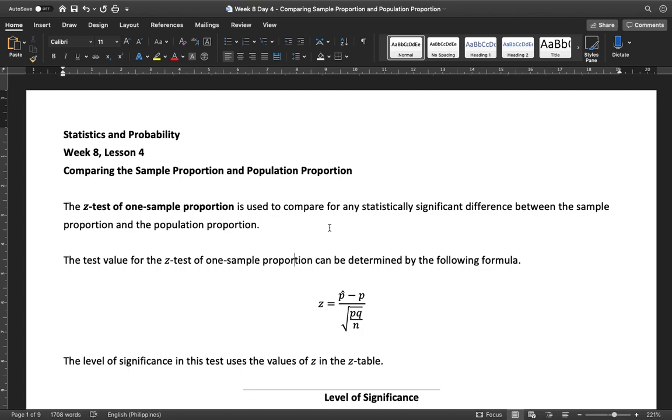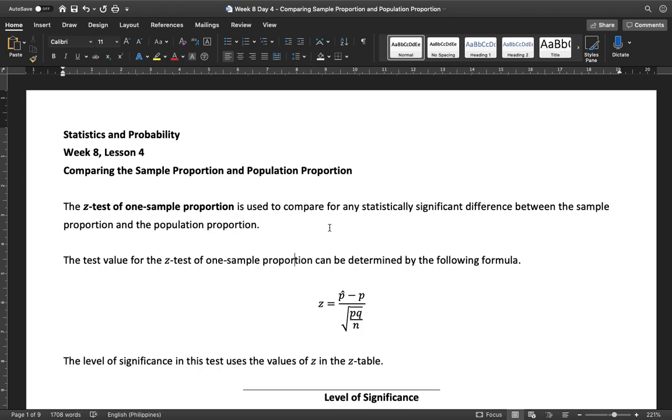Hey everyone, today we're going to discuss comparing the sample proportion and population proportion. In our previous lessons, we've learned how to compare the sample mean and the population mean given the condition when the sample size is large or the sample size is small. But this time, we're going to discuss how we're going to compare a sample proportion and a population proportion.